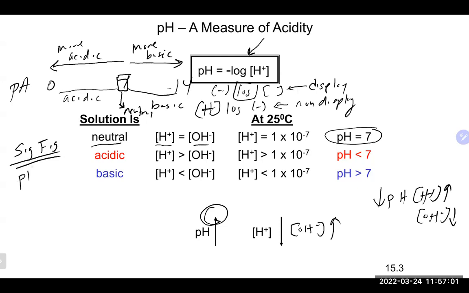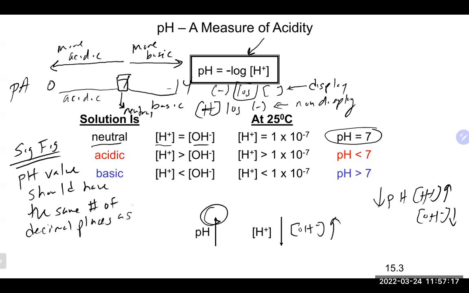So your pH value, or a value like pH, should have the same number of decimal places as the concentration value has significant figures. So the number of significant figures in the concentration number is how many decimal places, not significant figures, but how many decimal places your pH type value should have.